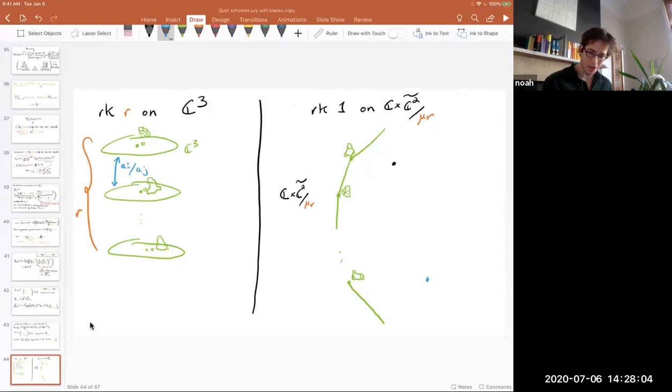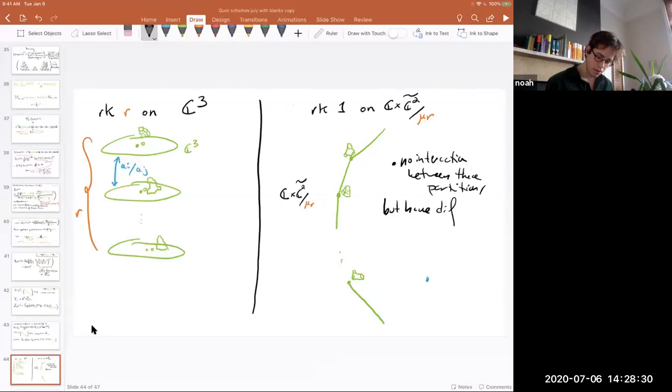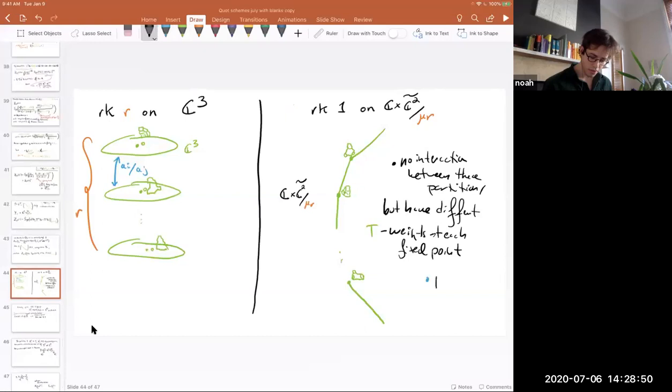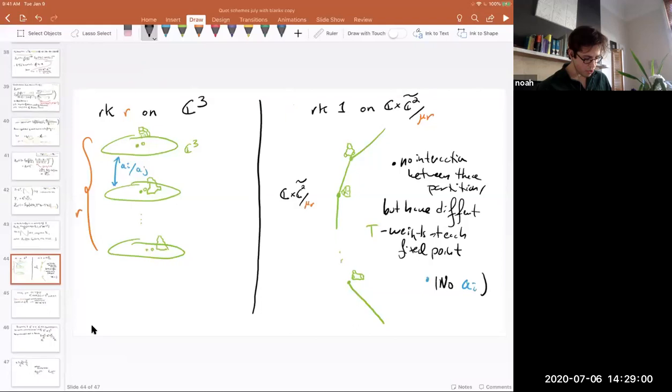And now there's no interaction between these partitions. The expression really just breaks up as a product over each of these fixed points with no interaction between them. But there are different t weights at each fixed point. And in particular, on this side, there's no AIs that appear. And so this fits into a more general framework.